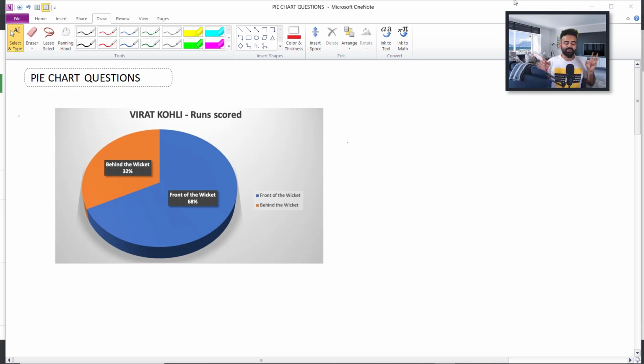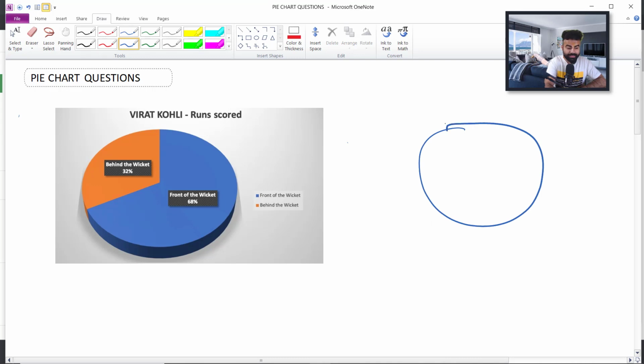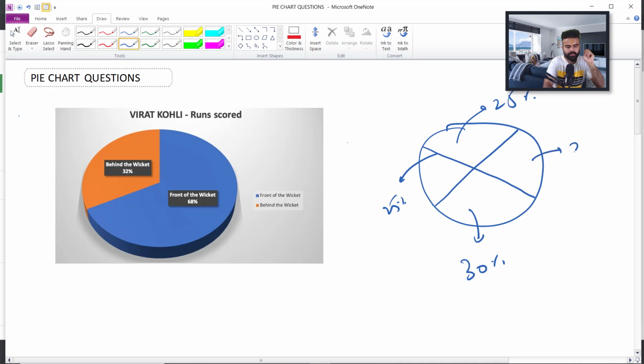All right. So basically, a pie chart is a circle. Let me just draw it here. A pie chart is a circle divided into segments to show proportions. These proportions can be indicated in percentages, for example 25%, 25%, 30% and 20%.